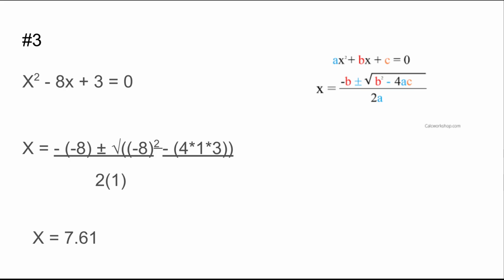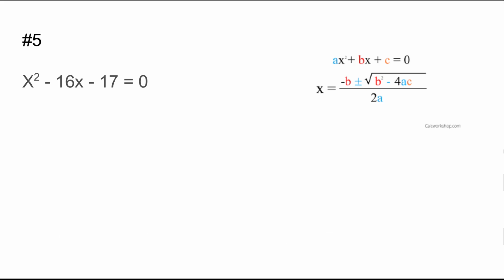We're going to do it again, subtracting. Negative 8 minus the square root of negative 8 squared minus 4 times 1 times 3, enter, divided by 2, x equals 0.39. These are our two solutions to this equation.